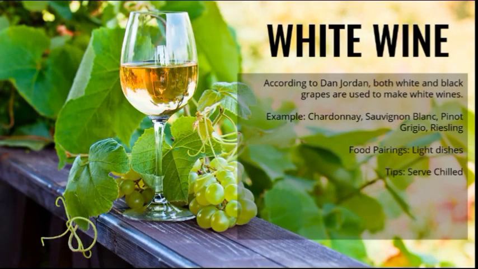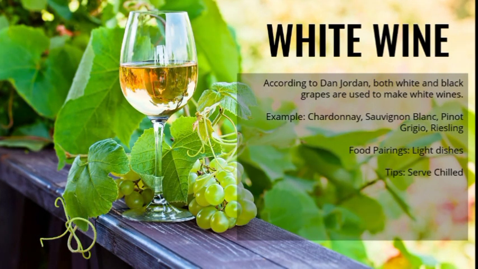White wines. According to Dan Jordan, both white and black grapes are used to make white wines. White wine is not fermented with grape skin, whereas red wine is. Instead, the skins are removed, leaving only the crystal clear grape juice. Few tannins exist in white wine. Instead, it is its acidic character that defines its crisp, fresh, and tart flavors. The examples of white wines are Chardonnay, Sauvignon Blanc, Pinot Grigio, and Riesling.